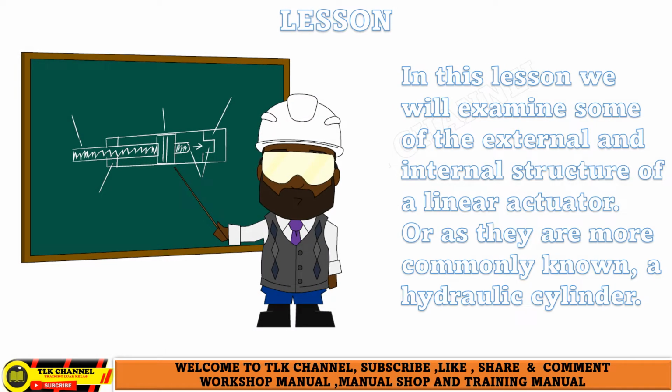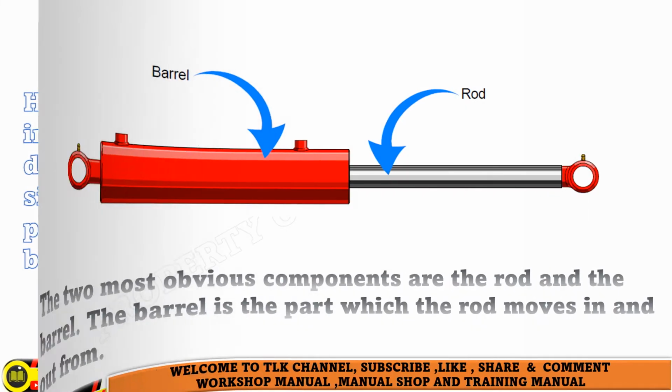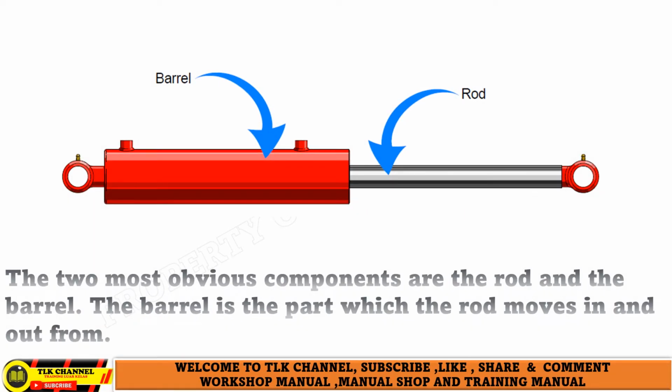Lesson. In this lesson we will examine some of the external and internal structure of a linear actuator, or as they are more commonly known, a hydraulic cylinder. The simple cylinder. Hydraulic cylinders come in many different shapes and sizes, but for the most part they all share some basic elements. The two most obvious components are the rod and the barrel. The barrel is the part which the rod moves in and out from.